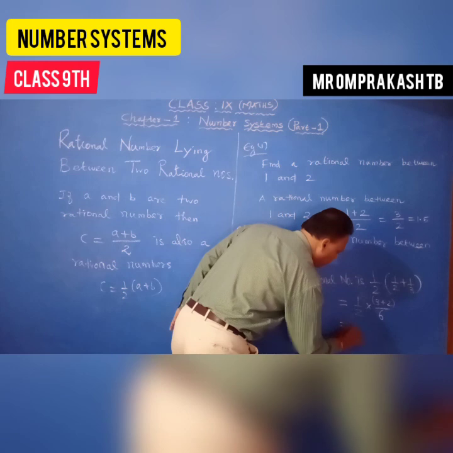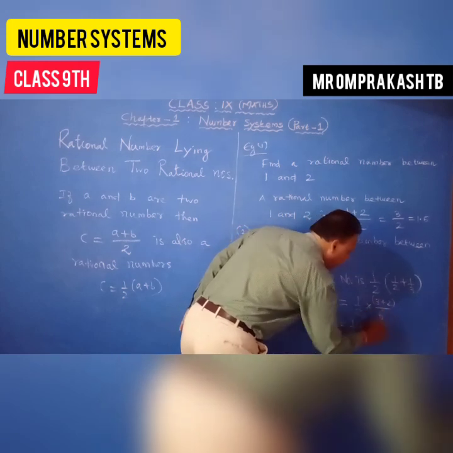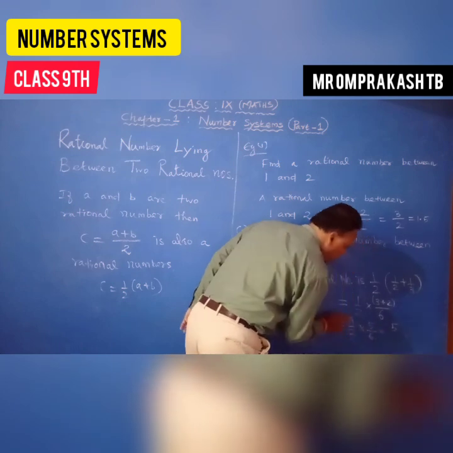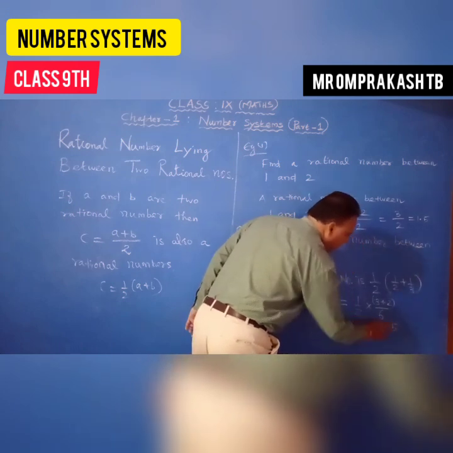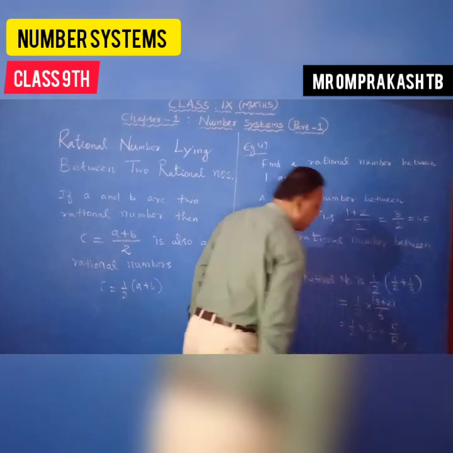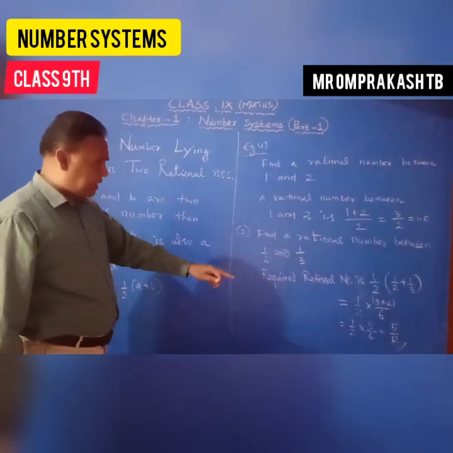That is equal to 1 by 2 into 5 by 6. That is 5 by, numerator into numerator, 1 into 5 is 5. Denominator into denominator, that is 12. That's all. So 5 by 12 is a rational number between them.